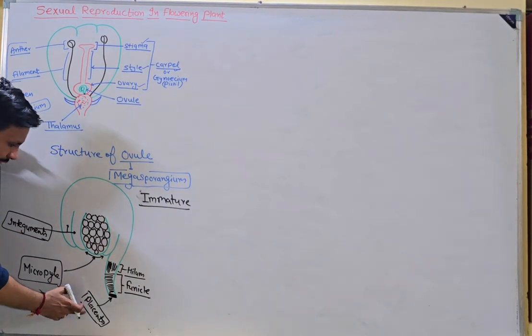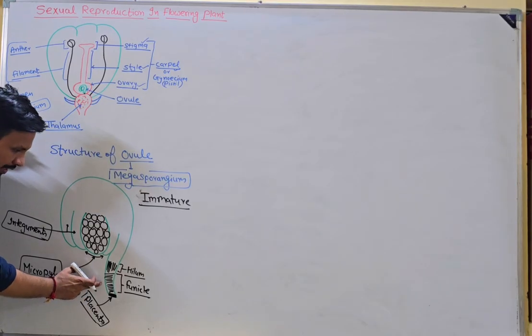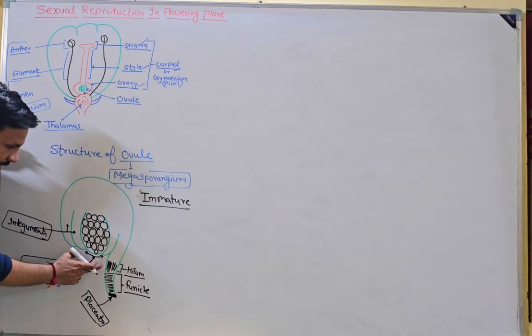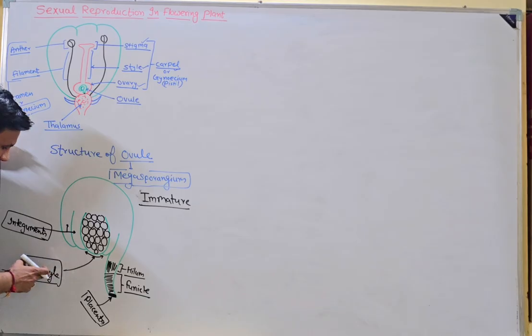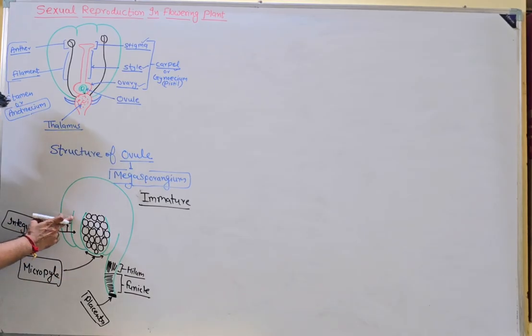So here you can see placenta is there, funicle is there, hilum is there. Okay, three parts of ovule. Then micropyle and integuments आप देख सकते हो यहाँ पे. Integuments यहाँ पे covering है. This is inner integument. This one is outer integuments. ठीक है, ये integuments है covering of ovule. And जहाँ पे integuments नहीं है उस वाले part को आप क्या बोलते हो? Micropyle बोलते हो. ठीक है.